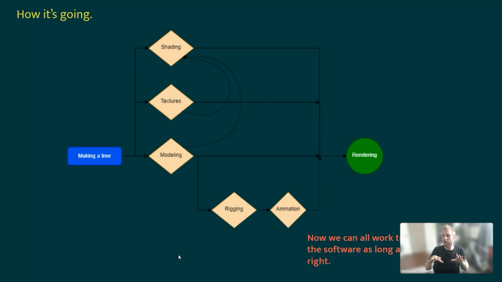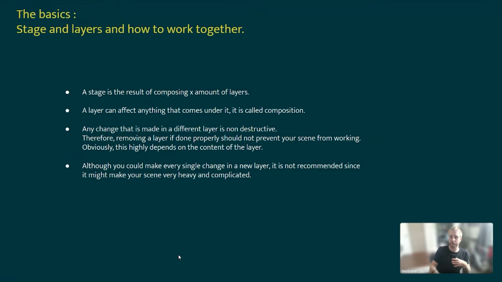And it's an important aspect of USD because in production, when you are in a big studio, usually modeling, shading, lighting, all of those steps are made in different departments. And it's way better to not have to wait for the previous department to start your work. Because if you think about it, there are a lot of things you can do without having to wait for someone. So how does it work?